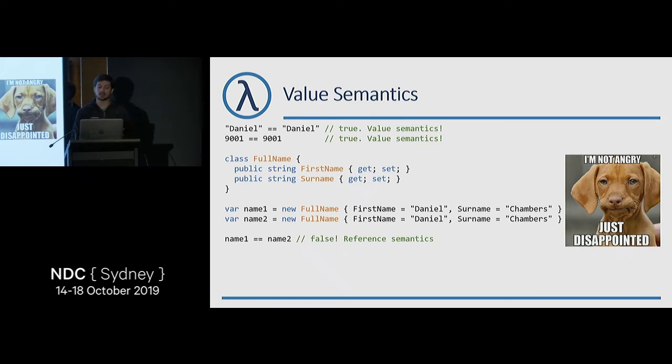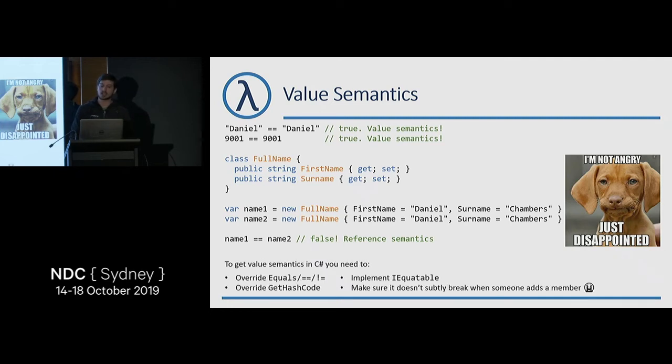And this means you can't compare 2 instances of a class with the same values in its properties and see if they're the same. If we look at the example up on the slide, we've got a class that defines a first name and a surname property. And if I make two instances with the same names and compare them with equals, they'll be considered to be unequal. And this is because reference semantics are enforced. These are two different instances in memory, so they're considered to be different.